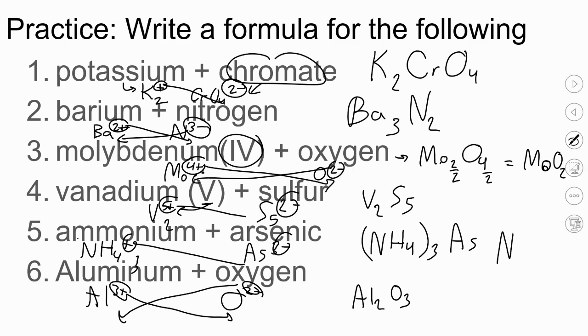If I wrote it like this, NH4 3 As, that would be wrong. Yeah. Okay. So you need the parentheses. You need that parentheses to show I have 3 of these. Okay. Got it. Okay. That makes sense. Okay, thank you. Yep.